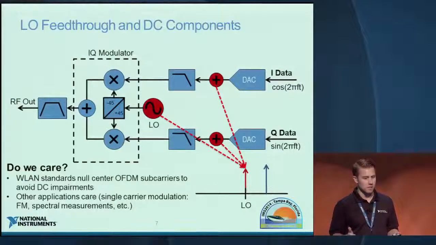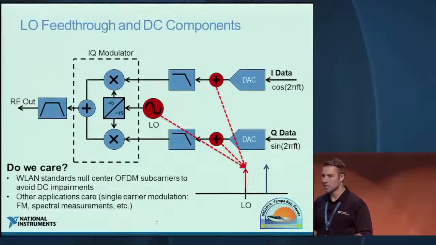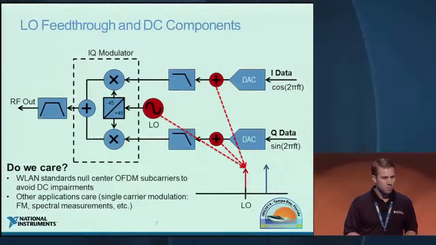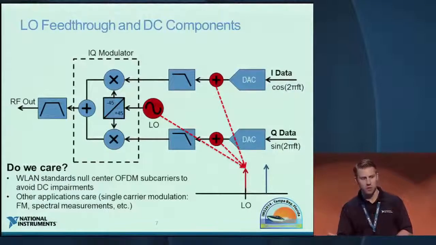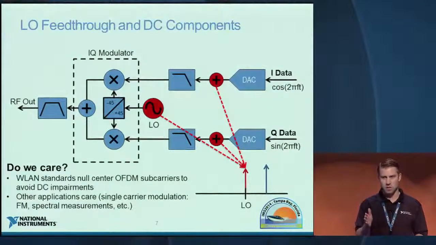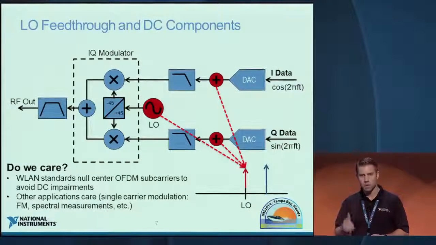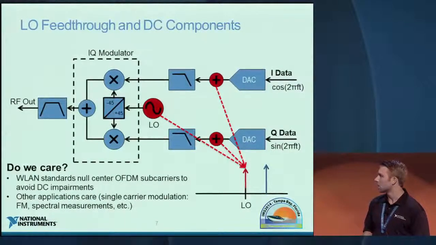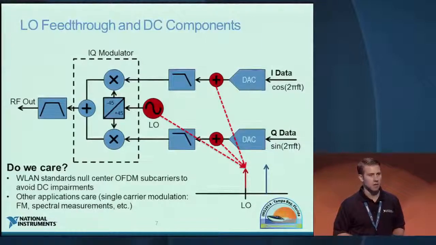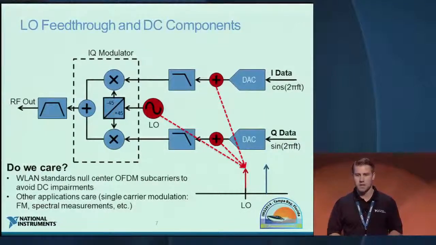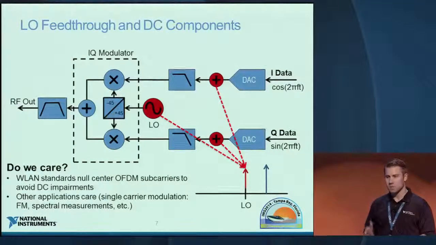So the question is really, do we even care? As I mentioned, some of these OFDM-based specifications have been designed to account for some of these things. If you're looking at something like 802.11, they've actually nulled out the center subcarriers, and they don't carry data on those subcarriers for just this reason, because they essentially won't be able to get any data through on those subcarriers. But other applications do care. If you have single carrier modulation, it becomes important. If you're doing any sort of spectral measurements, it does become important because now you have some impairment spurs that show up in your spectrum.